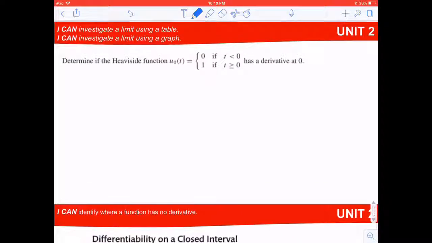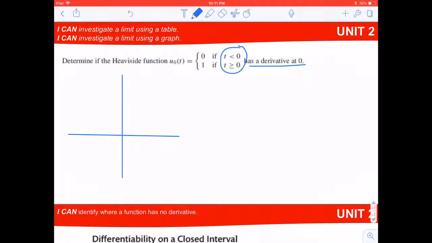So this last problem here says determine if the Heaviside function u of t, or u sub 0, u naught of t, is equal to 0 if t is less than 0, 1 if t is greater than 0, has a derivative at 0. So determine if this function has a derivative at 0. This right here is telling us that something is going on at 0. So I'm going to go ahead and draw out what this looks like.